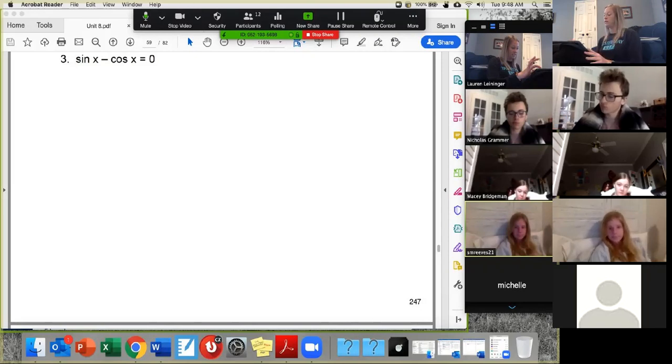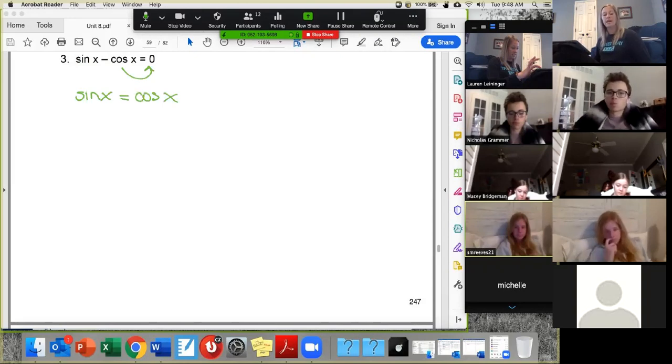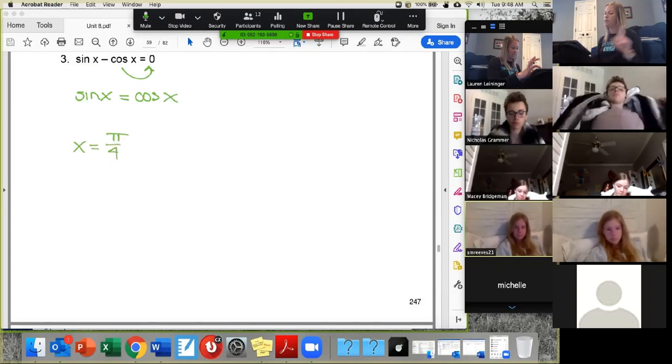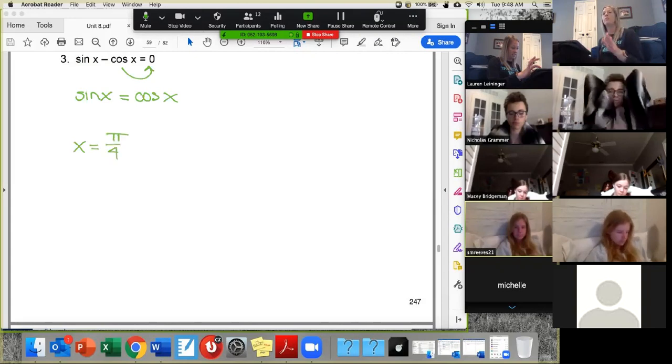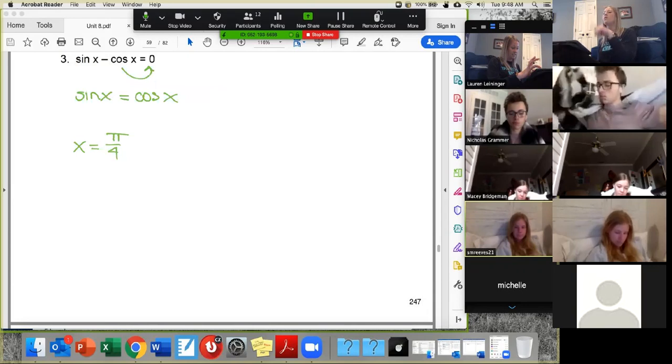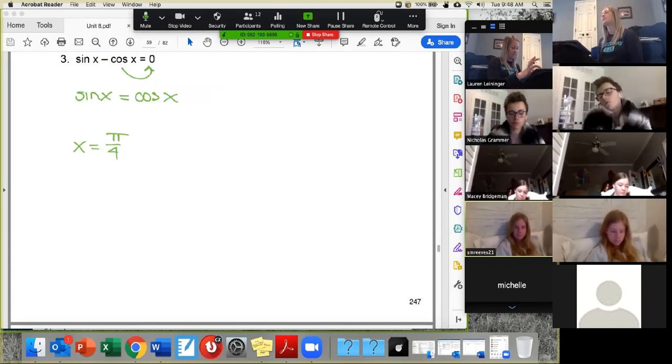Second way that you can do this involves no manipulation. If I move the cosine to the other side, what question is this asking me? Where do they equal the same thing? Where do sine and cosine equal the same thing? Look in your chart. Where does that happen? Pi over 4. Pi over 4, and it's going to happen one other place because sine and cosine are both positive in quadrant 1. They are both negative in which quadrant? Quadrant 3. So where's the other place that this is going to happen? 5 pi over 4.